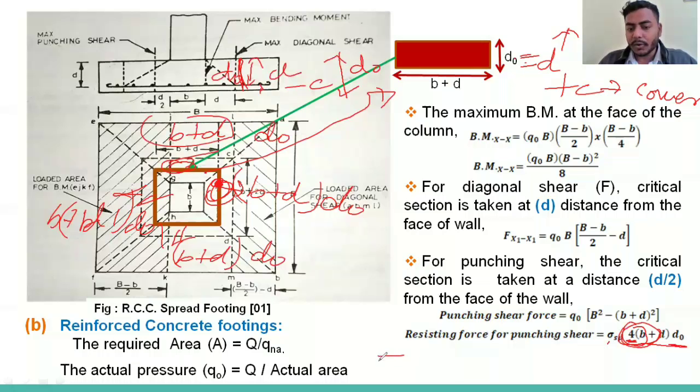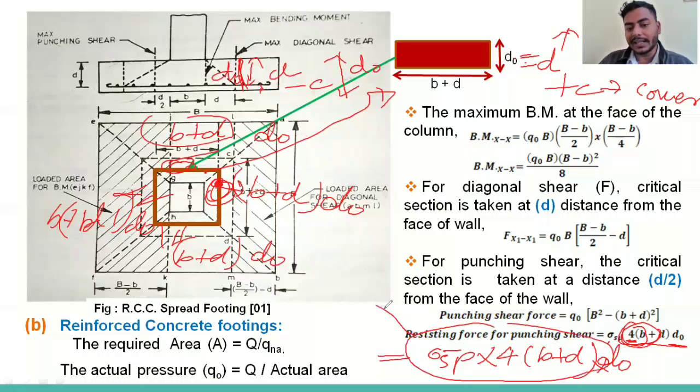Or we can also say sigma SP into the perimeter of the punching shear area. The perimeter we can write as 4 into B plus D into the overall depth. Somewhere you can see the formula written like this. So I'll say punching shear stress into the perimeter of this punching shear area, multiplied by the overall depth. So we can write like this.